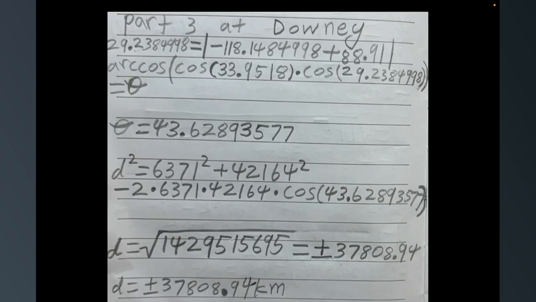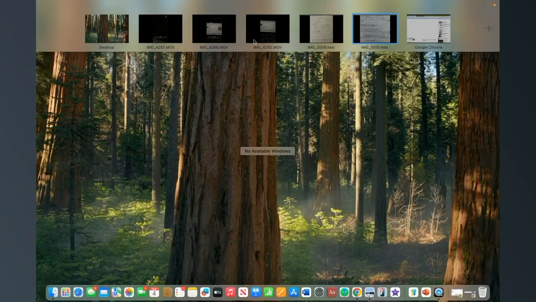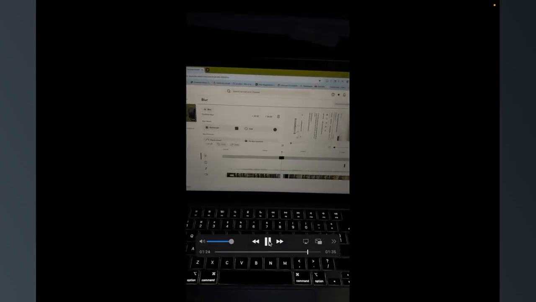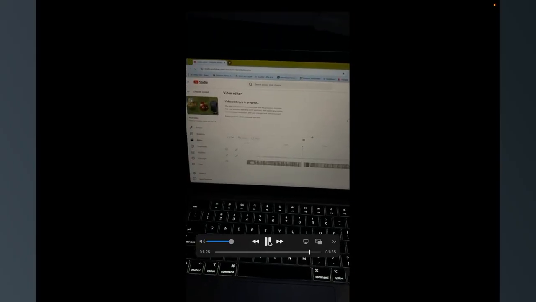So when I click the button save here, the signal from the satellite is traveling 37,808.94 kilometers, and four times to get to a ground station and back to my computer, and to get to the ground station so it can go to the public internet.